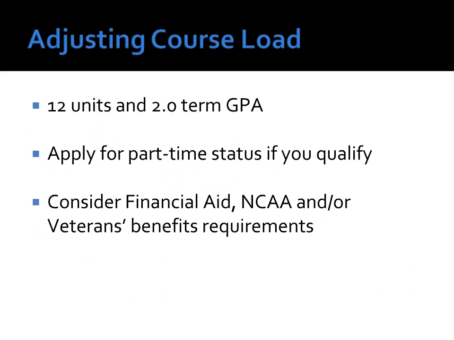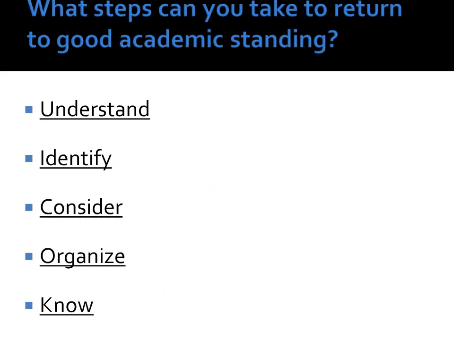The application for this is available online on My Triton link. Consider financial aid, intercollegiate athletics, and veterans benefits minimum standards if these apply to you. Please see an ERC academic counselor if you have any questions. We hope by now the different options we've talked about, changing your major, repeating courses, withdrawing from UCSD, reducing your course load, have helped you consider your own choices.